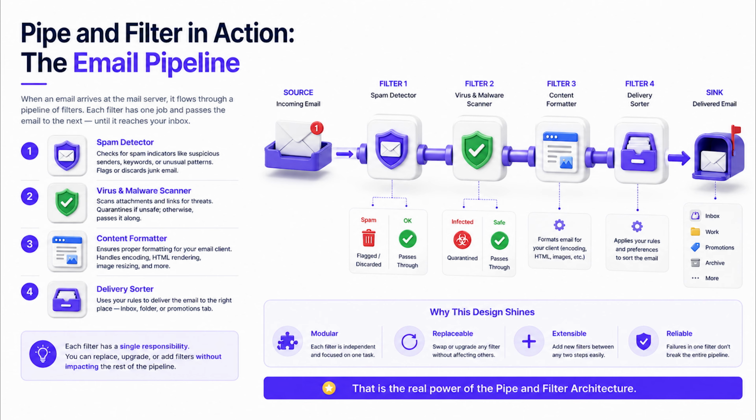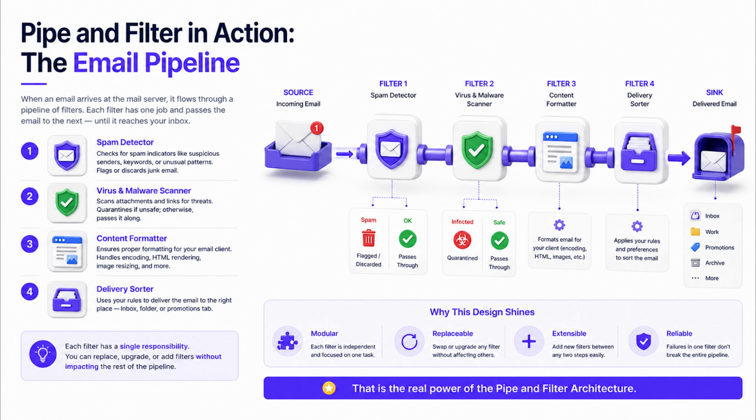Every single day, billions of emails are sent around the world. When an email arrives at a mail server, it does not just drop straight into your inbox. It passes through a carefully designed pipeline of filters, each performing a specific job. Here is what that pipeline might look like. The first filter is the spam detector. It examines the email and checks for signs of junk mail, things like suspicious sender addresses, known spam keywords, or unusual formatting patterns. If the email looks like spam, it gets flagged or discarded. If it passes, it moves on.